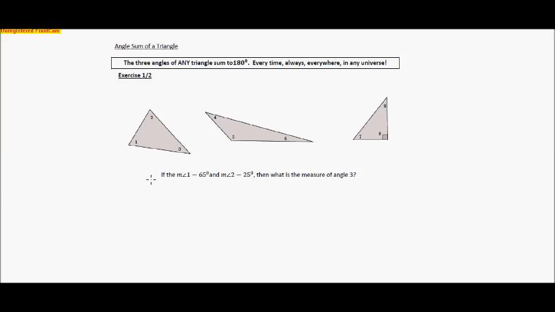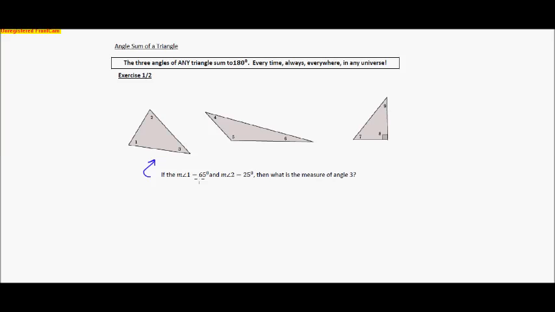Okay, so let's add something on here. Let's add on exercises 1 and 2. Here are the pictures that we're going to use for exercise 1 and 2. And I'm going to put question number 1. This goes with this first triangle.